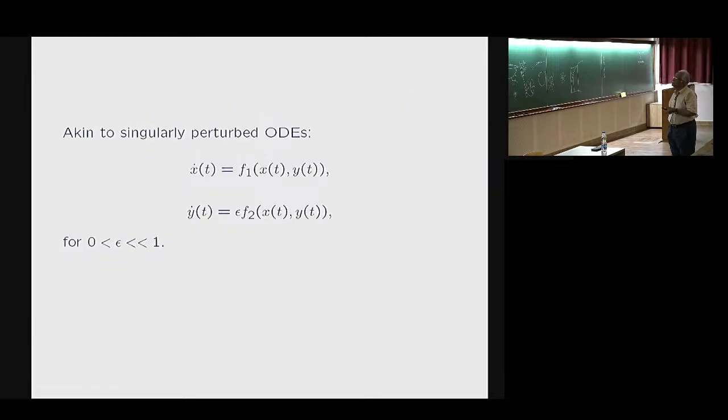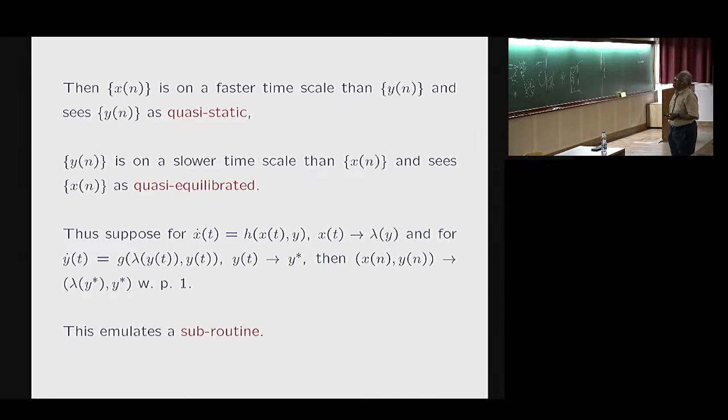This kind of thing is called a singularly perturbed differential equation, where epsilon is small, and you study it in the epsilon going to 0 limit. The way you study it is that the fast time scale you treat first. Because y t is moving slowly, epsilon is small, I treat y t as a constant y, and suppose x t converges to some lambda of y. Then y dot t will, instead of g of x t, y t, essentially, modulo some negligible error, track lambda of y t, g of lambda of y t, y t. So suppose this goes to y star, then x n, y n will go to lambda of y star, y star.